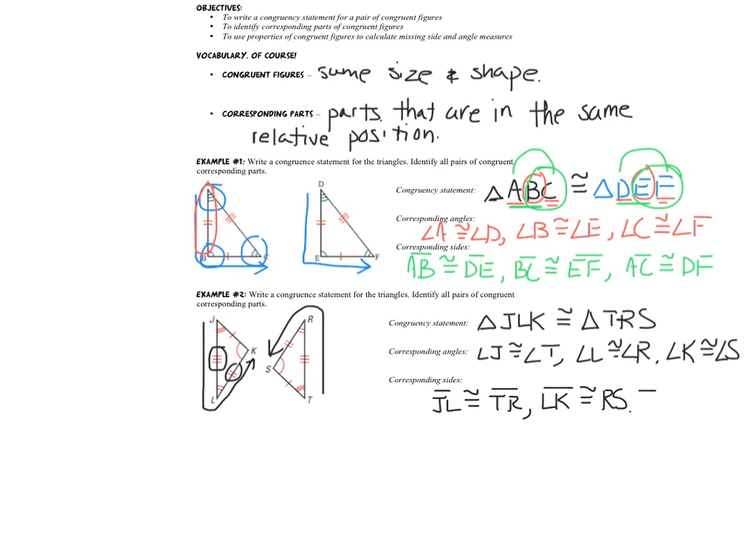And finally, JK is congruent to TS, that side. So how do I do that? Just really quick to reiterate, first two letters go with the first two letters, the second two go with the second two, and then first and last to first and last.